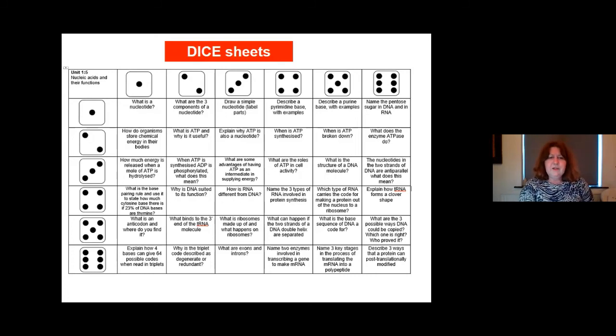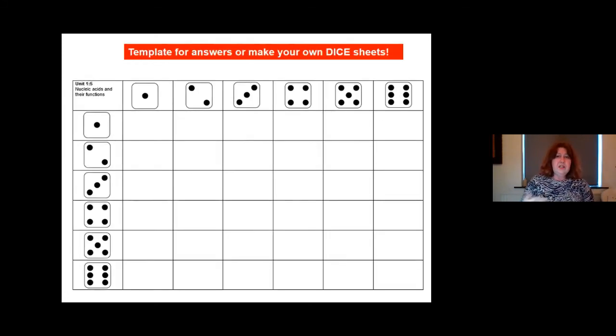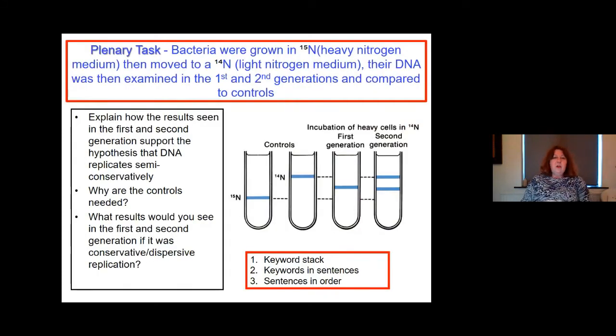Okay, so those are the DIE sheets, and as you can see, there's a topic per line really. Feel free to use these in your own revision, but by the time I get to the end of the topics within unit 1.5, the answers will be there for you. Okay, so there are lots of other things that you can do.